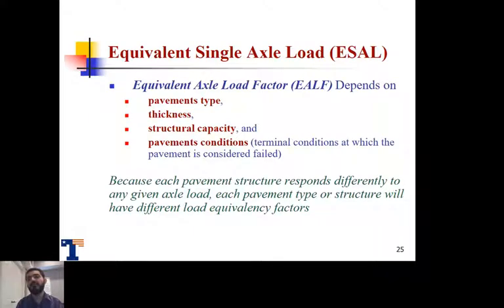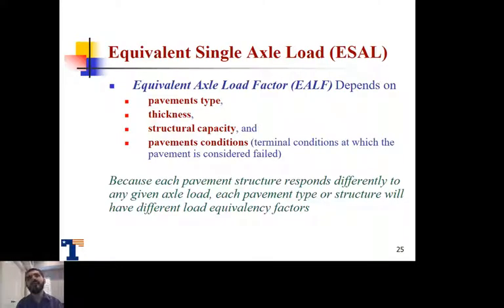So coming back, once we now understand what the ELAF is, which is the equivalent axle load factor, where did we come up with these factors and how did they come up with these tables that I told you about that the AASHTO came up with? These factors highly depend on the pavement type. If it's flexible pavement versus rigid pavement, things will change.